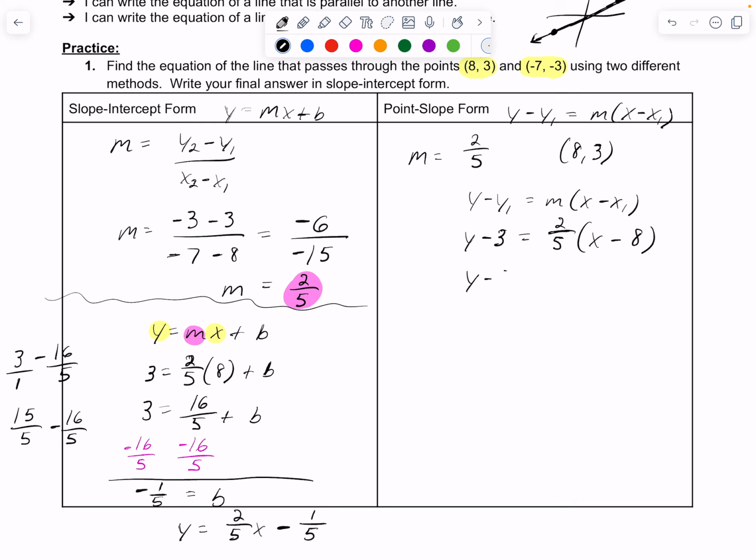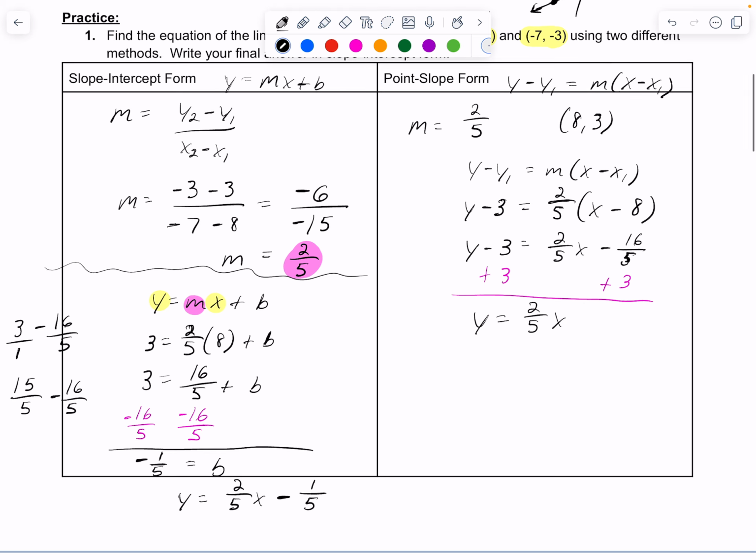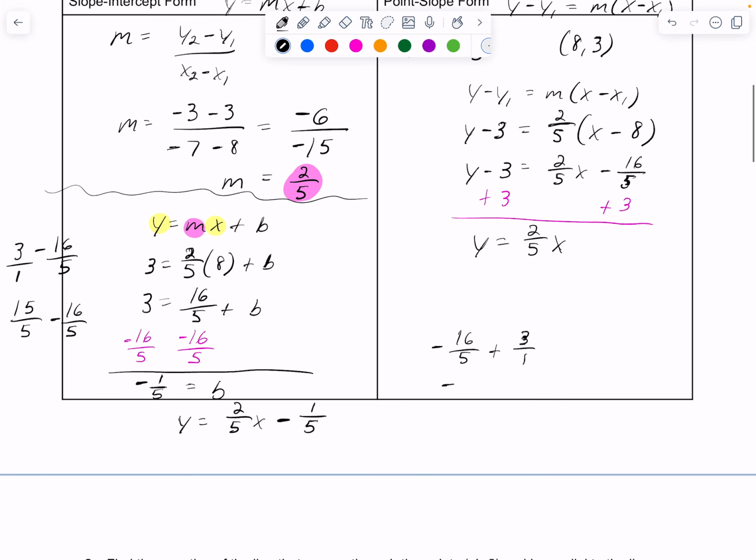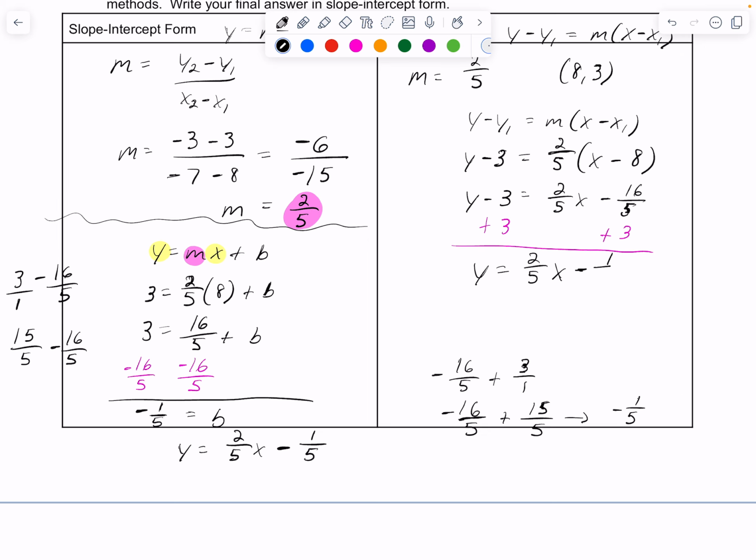I'm going to distribute the 2/5 to get 2/5 x minus 16/5. I'm going to move that minus 3 over with plus 3. And you'll see some similarities here. So now I have y equals 2/5 x. I'm going to do a little work: -16/5 plus 3. I'll do it down here. So -16/5 plus 3 over 1 is really going to be -16/5 plus 15/5, which gives you -1/5. Shouldn't be surprised by that because that's what we got as our y-intercept when we did it with slope-intercept form. So I'm going to write -1/5.